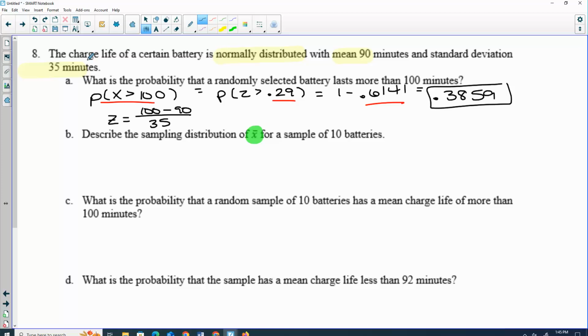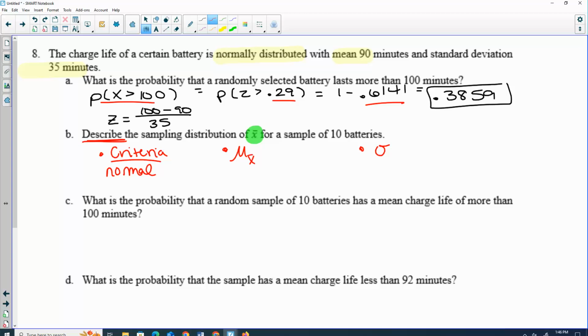The only time I'm going to make you write that down is if I say describe the sampling distribution. When I say describe this, I'm looking for three things: criteria, mean, and standard deviation. So describing the sampling distribution, I want those three characteristics. So the criteria, we're talking about X bar. So either it has to be bigger than 30, which it's not, or the population is normal, which I told you. So you can just tell me it's normal.